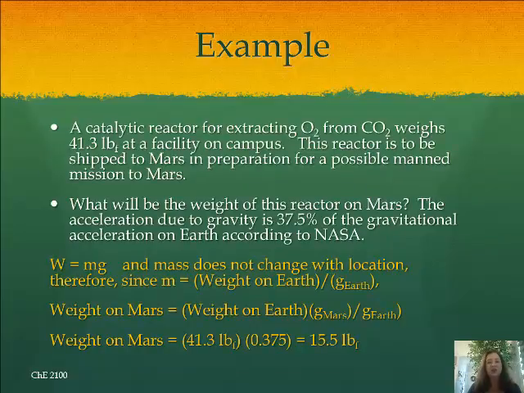Well, mass doesn't change with location, weight does. So if we solve for the mass that's staying the same, that's the weight on Earth divided by the gravitational acceleration on Earth. Okay? So if I do this with the weight on Mars, the weight on Earth divided by the gravitational acceleration on Earth is then going to be multiplied by the gravitational acceleration on Mars. And the gravitational acceleration on Mars divided by that on Earth is 0.375. Okay? So the weight on Mars is 37.5% of our weight on Earth, so 15.5 pounds force.